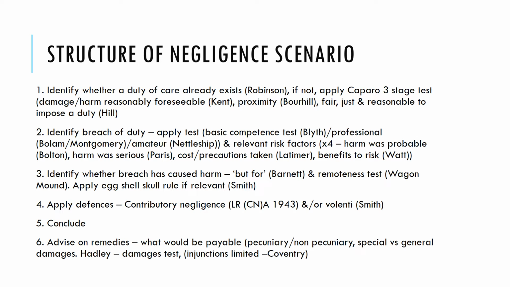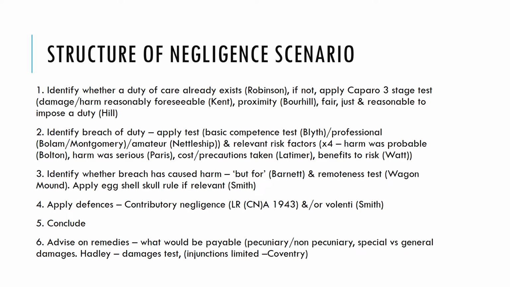So identify whether a duty of care exists first, and cite Robinson. Robinson should be your first case. If a duty of care doesn't already exist, then you apply the 3-stage test from Caparo. Secondly, you identify whether there has been a breach of the duty, and again, you apply the test. It's the basic test of competence. Would a reasonable, competent person doing that same role have fallen below the standard expected?